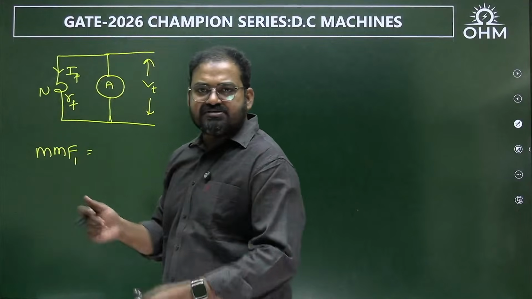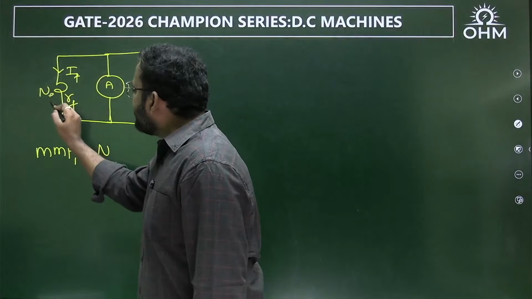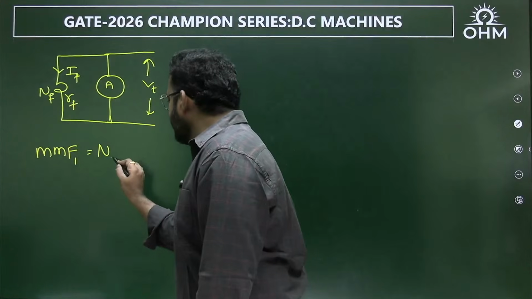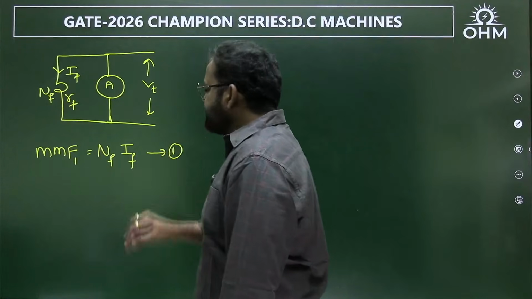MMF is number of turns into current. So number of turns N. If you are confused, write NF, number of turns in the field winding. NF into IF. This is the first case.